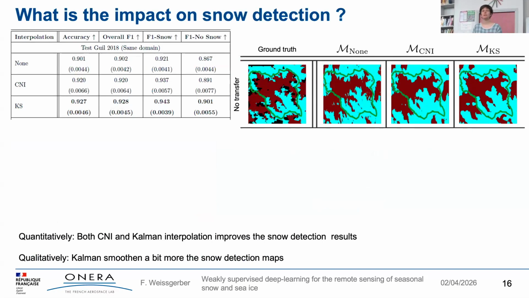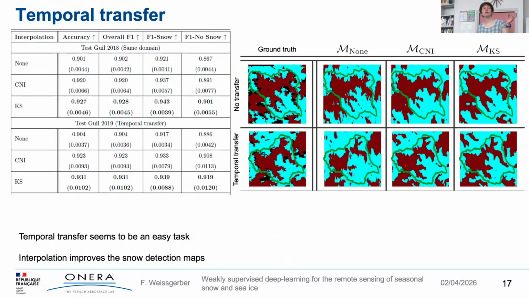And then we can compare on the unit what are the best results for the Gill basin. And we can see that the Kalman smoother is a bit better than the others. And if we look at the image, basically what we see is that interpolating really helps to get smoother border. And when we look at temporal transfer, we can say that it's the same, but basically transferring temporally is very easy. You don't need too much to do, at least for that application.